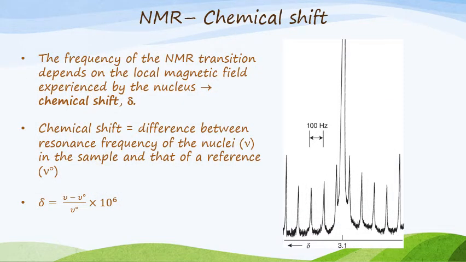So the frequency of the NMR transition is going to depend on the local magnetic field experienced by the nucleus. This is called the chemical shift, and it is given the symbol delta. The chemical shift is the difference between the resonance frequency of the nuclei in the sample and that of a reference material. And it is given by the equation that you see at the bottom left of the slide. Okay, so you can see in this diagram on the right-hand side, the chemical shift increases going towards the left, and you can see that there's a shift between this peak and this peak of 100 Hertz.